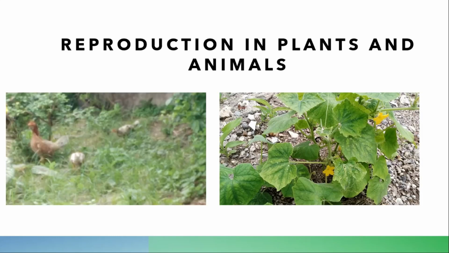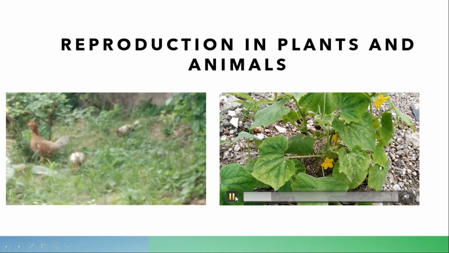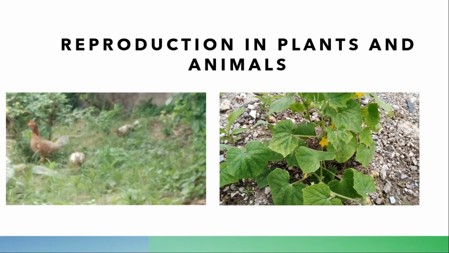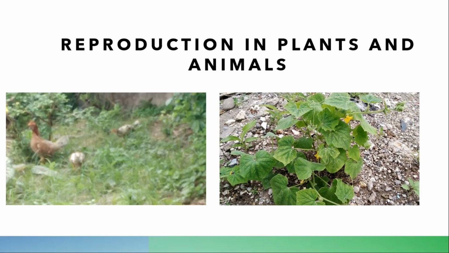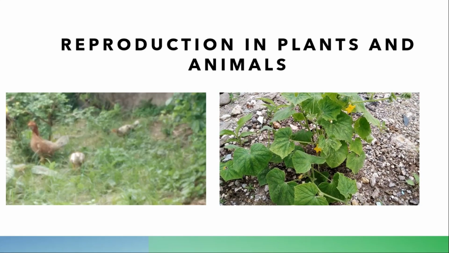Now, reproduction in plants and animals. Here I have a little cucumber plant, and you can see it flowering. This here is a sign of reproduction. Alright, so I went outside and I tried to get as many videos as possible for you so that you could follow the lesson.